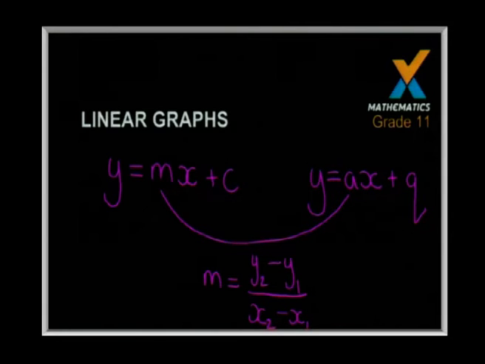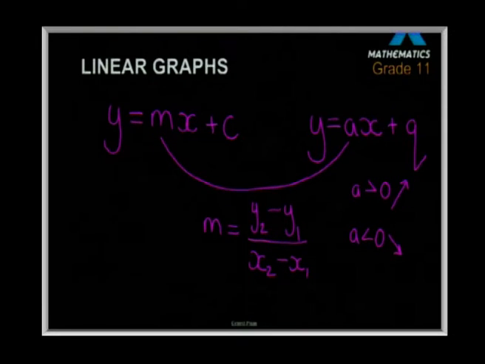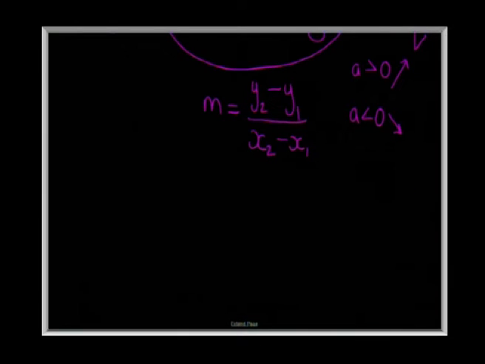If your gradient is positive, in other words, if m is more than 0, or in this case, if a is more than 0, then your line is going to be moving in an upwards direction. If your gradient is then negative, so a is less than 0, then your line will be moving in a downwards direction.